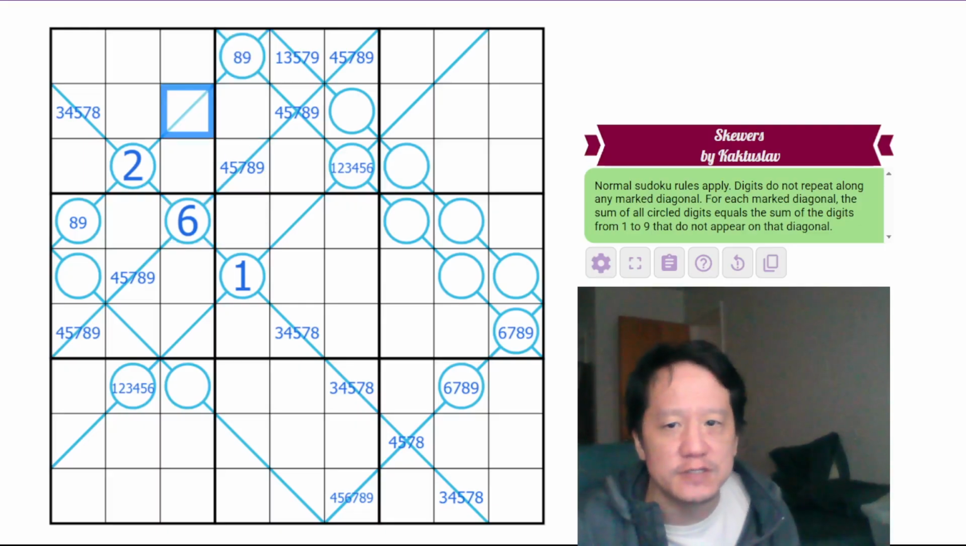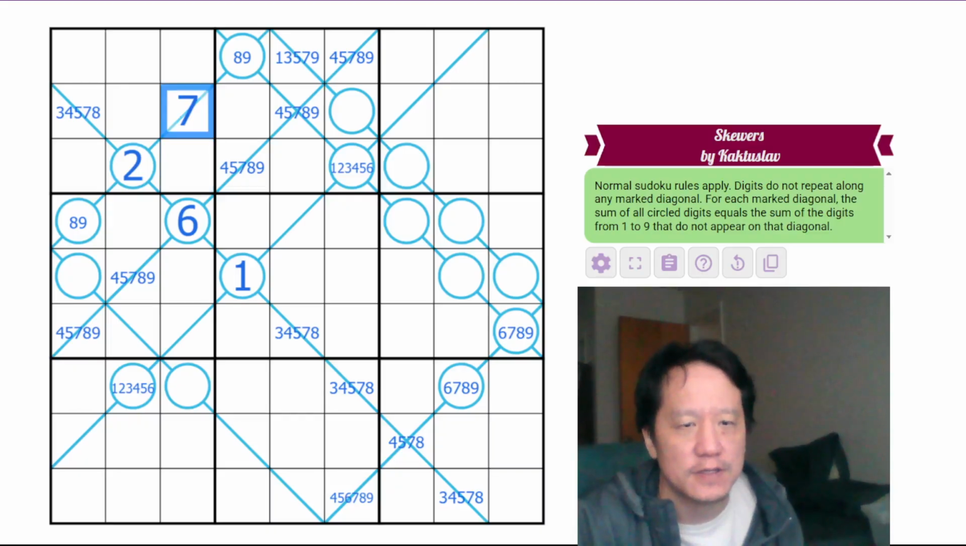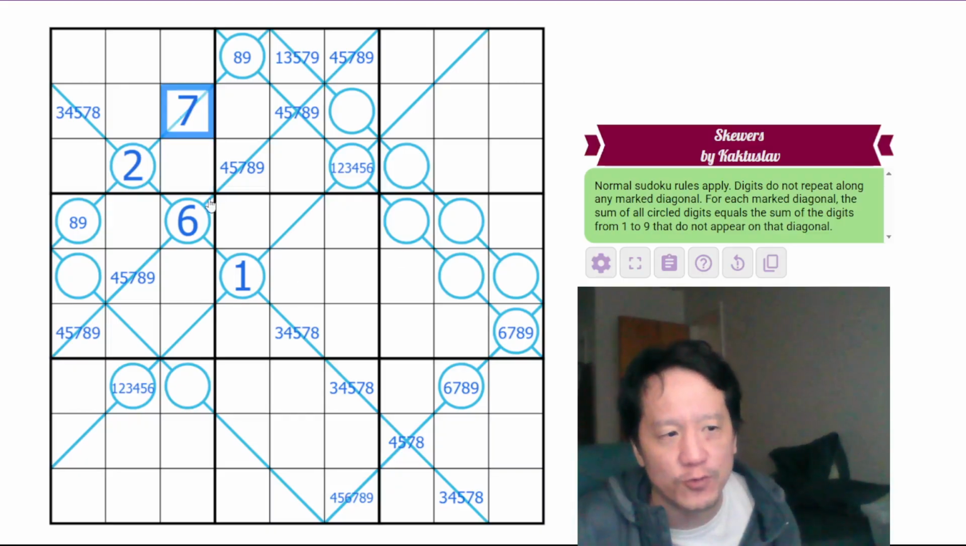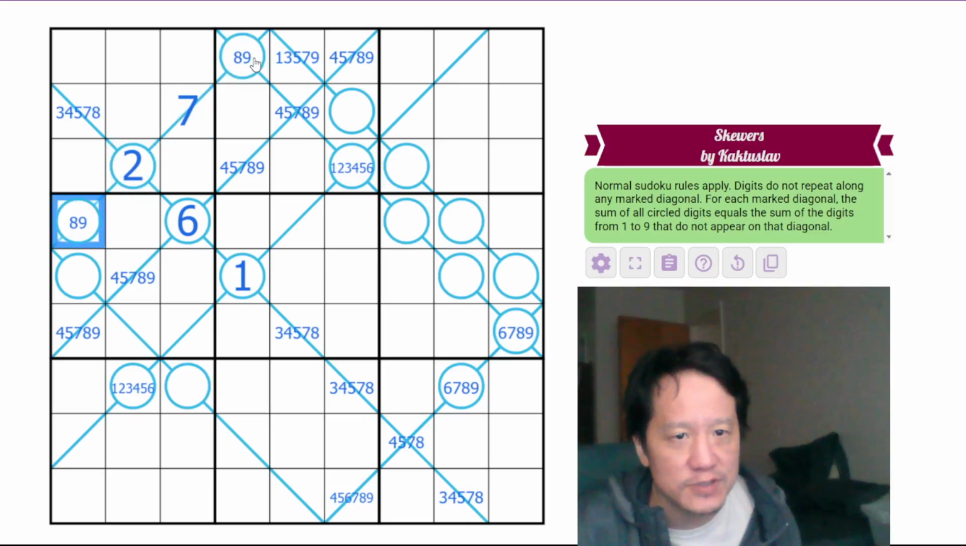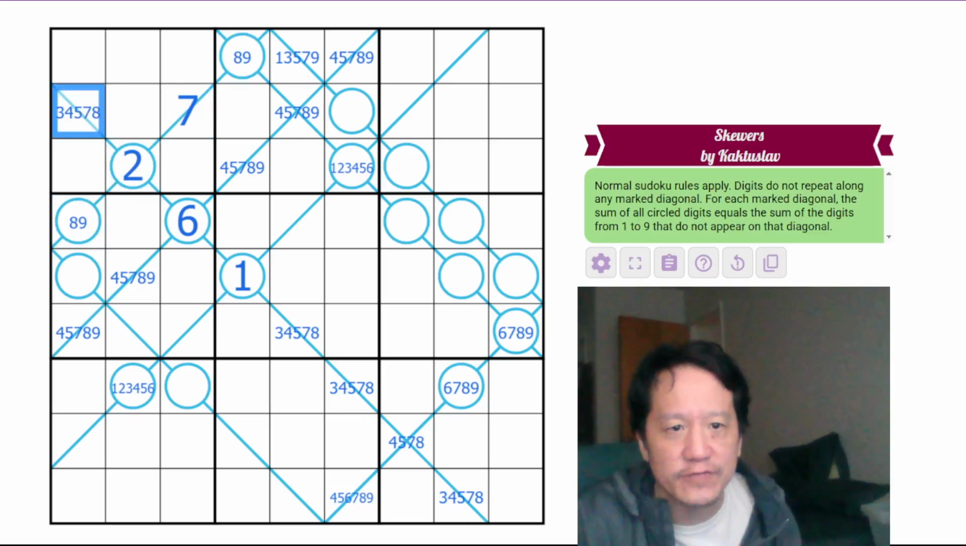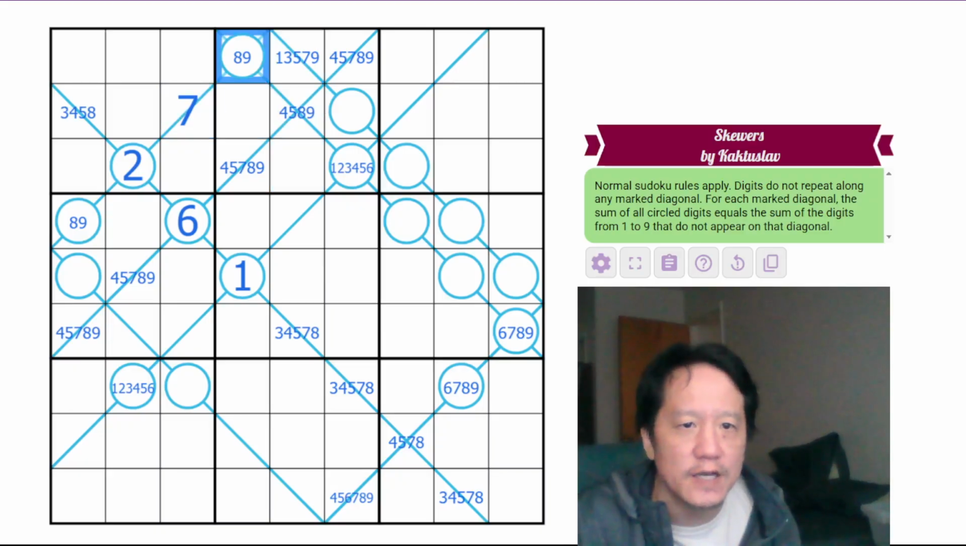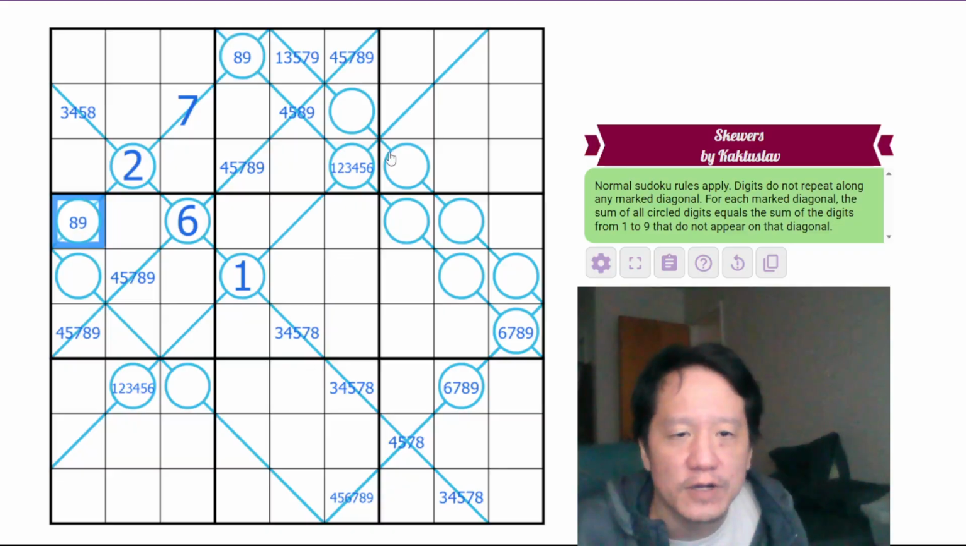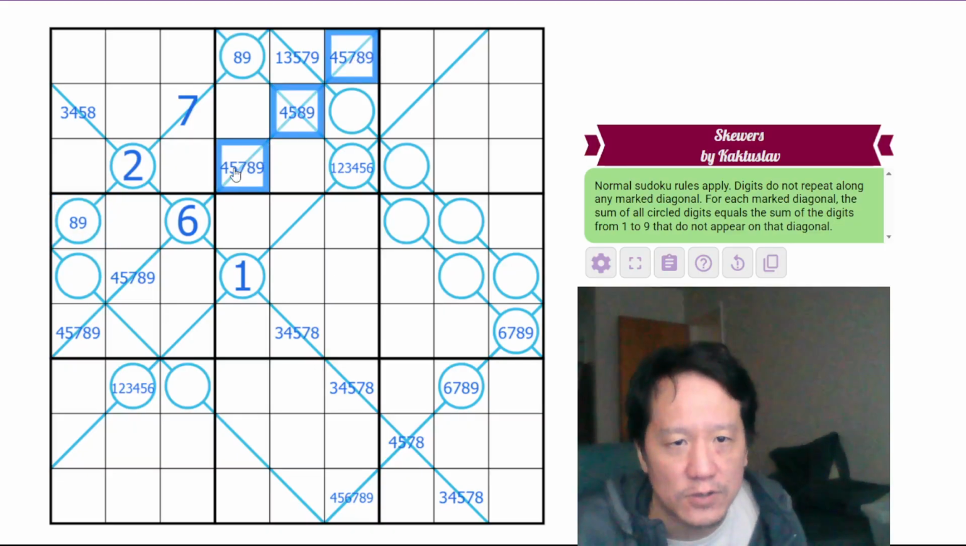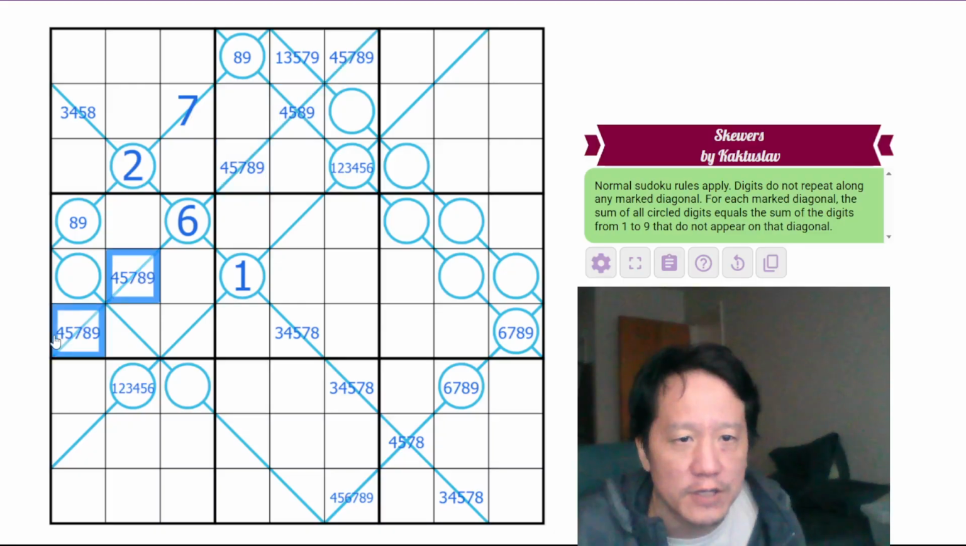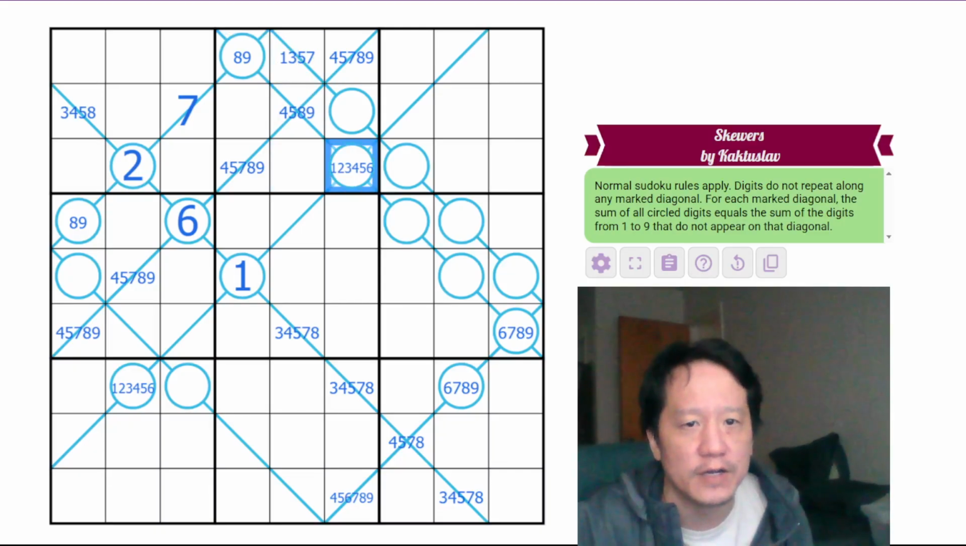Therefore, this must be a 7 on this line, because we must be missing 1, 3, 4, 5, 6 to add up to the same sum. So this cannot be 7. This can't be 7 because of 7 in the row and box. This is 8 or 9, so the other 8 or 9 has to be here. Right, because we know there's 1 8 or 9 along this line, there's 1 8 or 9 along this line, and there's 1 8 and 9 here, 1 8 and 9 here. That eliminates 8 and 9 from the rest of the box, so this cannot be 8 or 9.